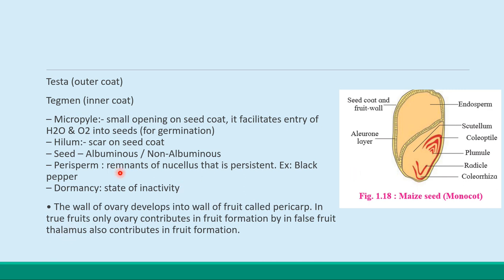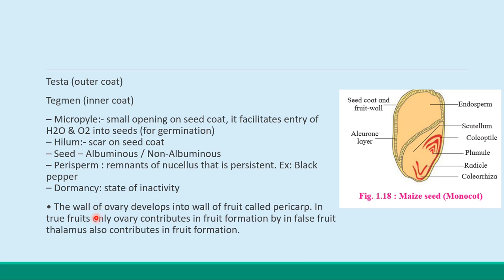Dormancy is the state of inactivity when there is a removal of water content from the seed. When the seed gets matured, that is called seed dormancy. Then, during favorable conditions, the seed germinates, and the state of inactivity before that is called dormancy.